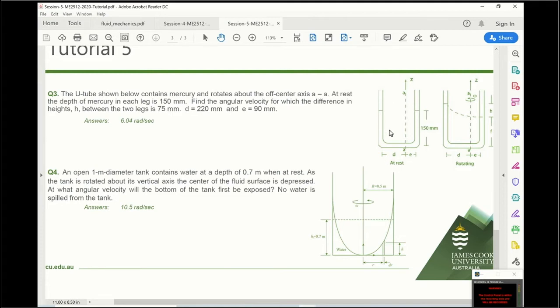Find the angular velocity, omega, for which the difference in the height h between the left side and right side legs is 75 millimeters. The rest is given, so the position of the AA axis is given. D is 220 and E is 90 millimeters.